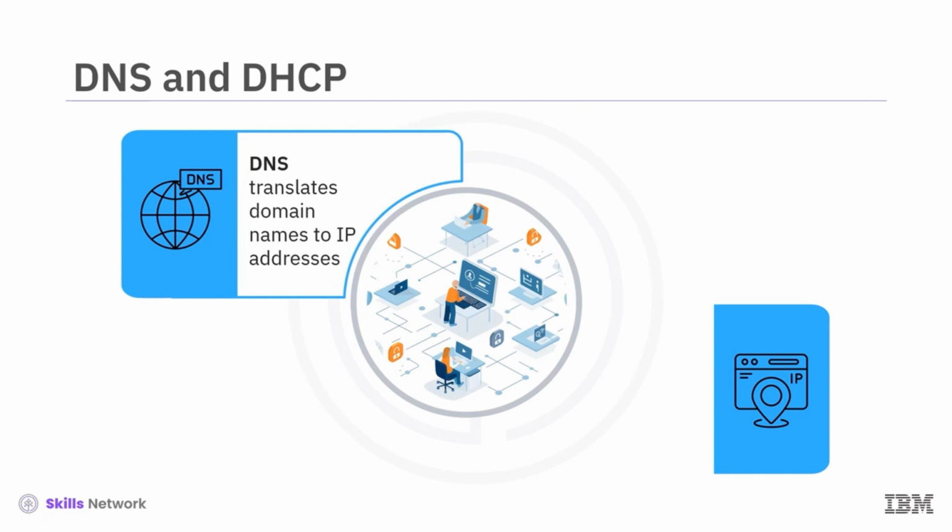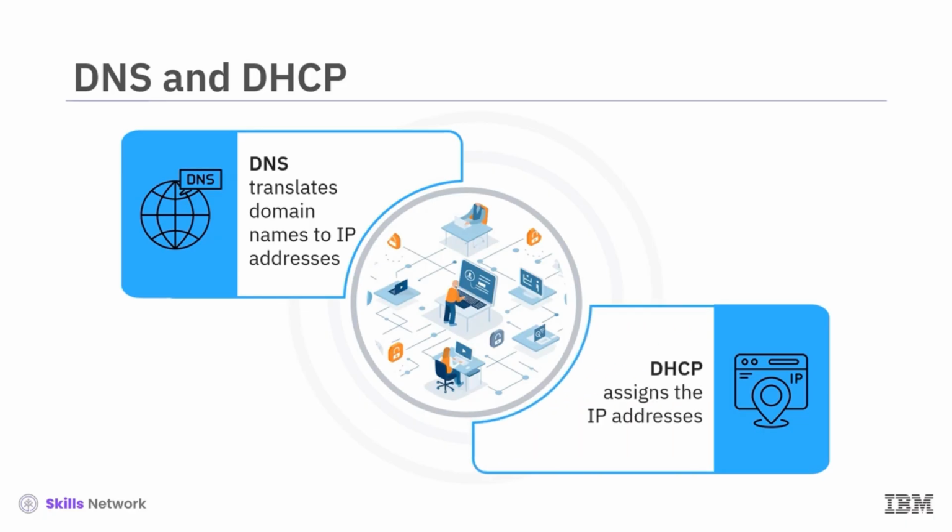DNS, or Domain Name System, is a network service that helps translate domain names to IP addresses, and DHCP, or Dynamic Host Configuration Protocol, automatically assigns IP addresses to each device so that they can connect to the network without manual configurations. Let's understand the service provided by DNS.